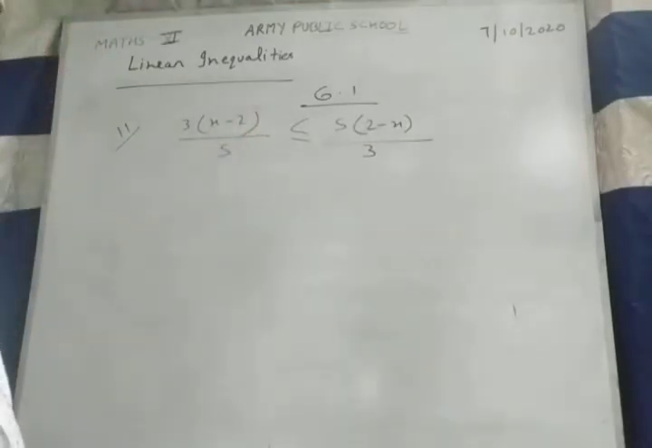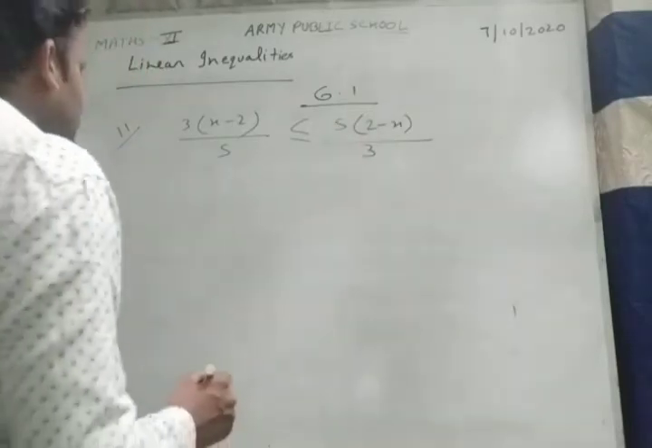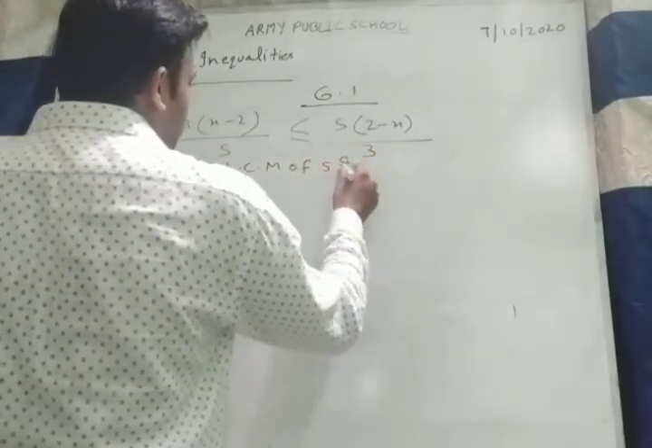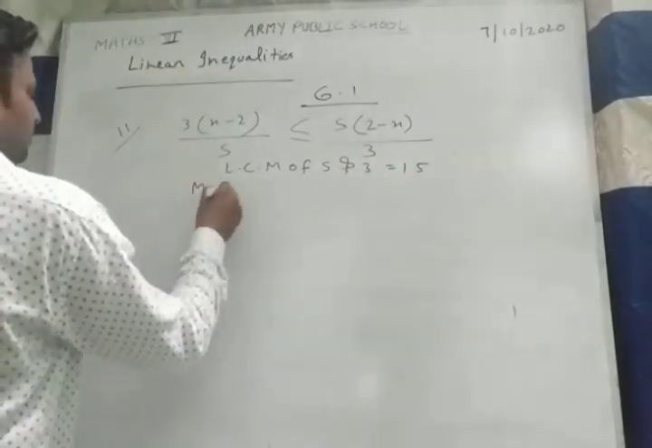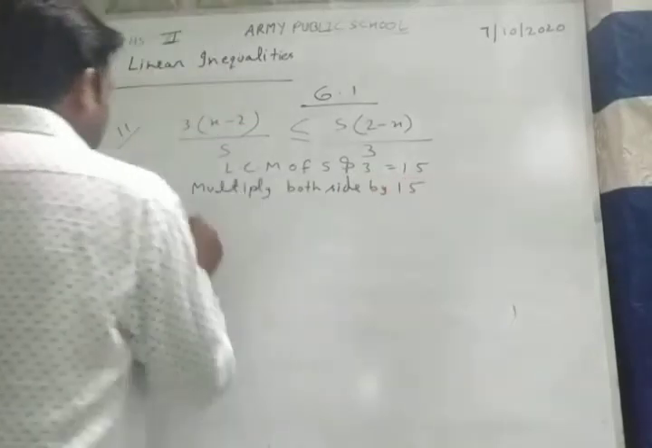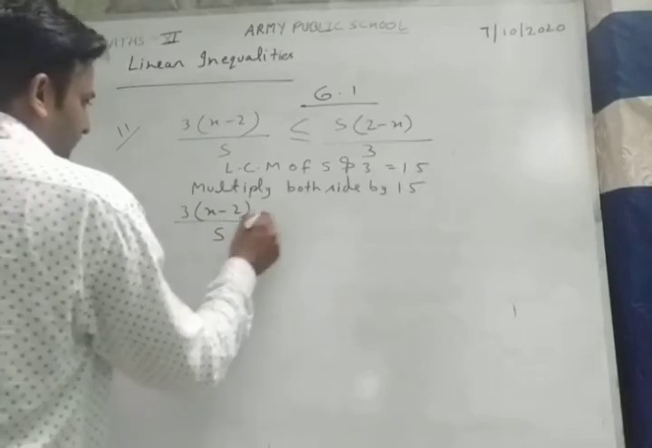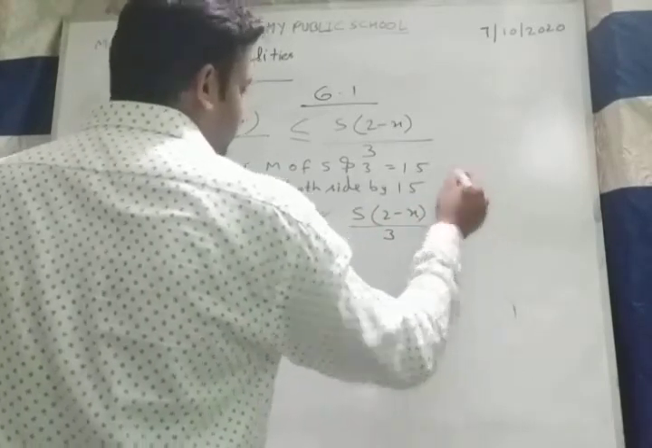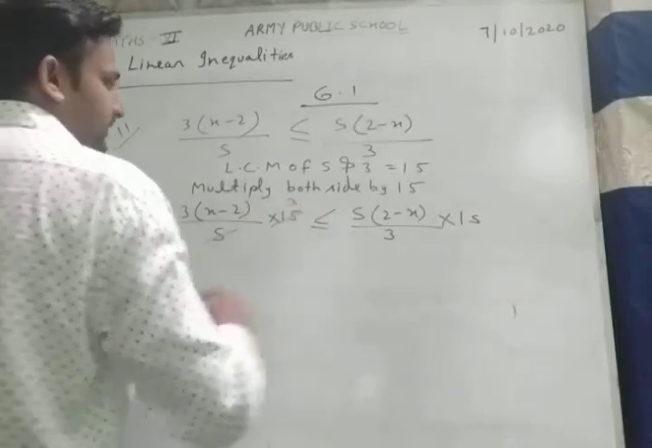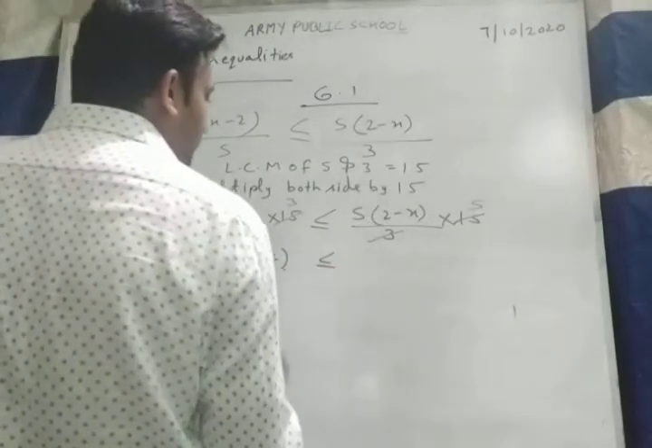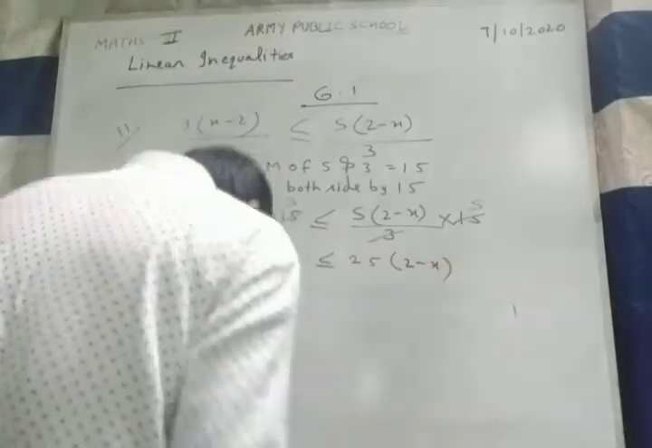So first what we will do, we will multiply both sides by the LCM of 5 and 3. Okay. Now the LCM of 5 and 3 is equal to 15. Multiply both sides by 15. So (3x minus 2) multiplied by 15 is less than or equal to (2 minus x) by 3 multiplied by 15. So it will be cancelled. 5 3s are 15, 3 5s are 15. So we can write 3 into (x minus 2) is less than or equal to 5 into (2 minus x). Okay.